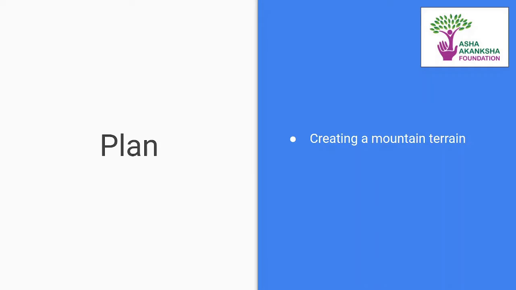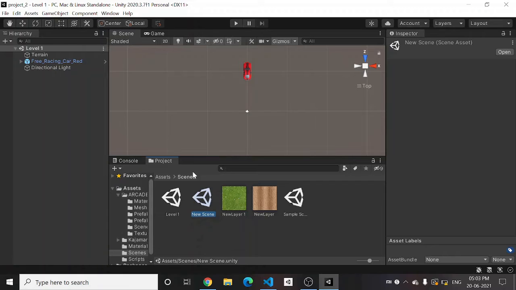In today's video, we will be creating a mountain terrain. So we will explore some more features of terrains and work along with these features to create a beautiful setting for our new game. In this video, we'll again explore how we can arrange the scene in a different way for our game.